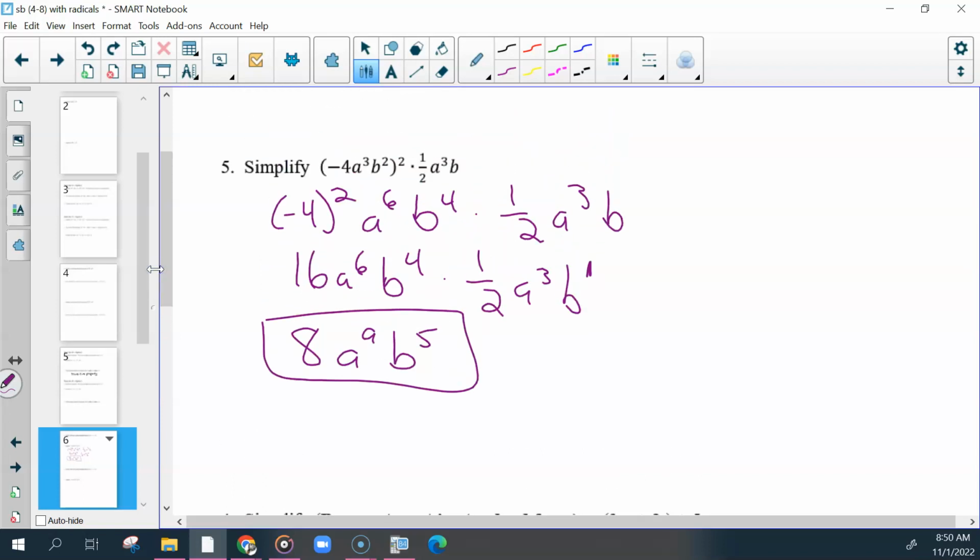Because we have a negative base being raised to an even exponent, if we don't use parentheses, it's going to make it negative, and we have to use parentheses. Okay. Other questions on that one?